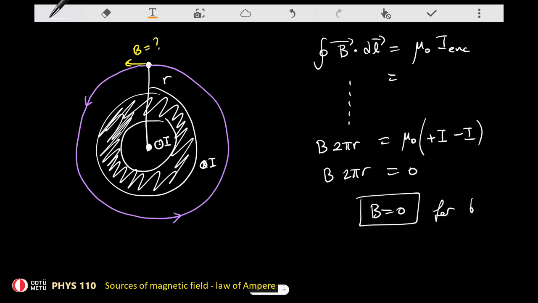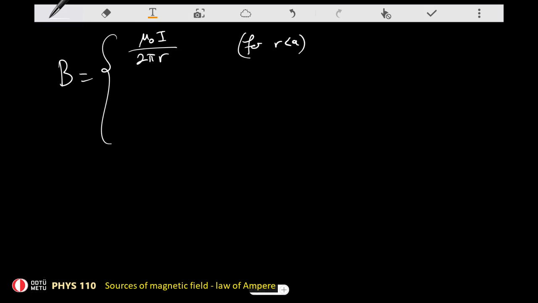Let me also write this down for radius greater than b. First let me just write this down mathematically. This is just a summary. So inside, for r less than a, we have just the central wire, which is a thin wire. So that's basically the magnetic field produced by a thin wire. That means in that region we don't have any effect of the outside conducting shell.